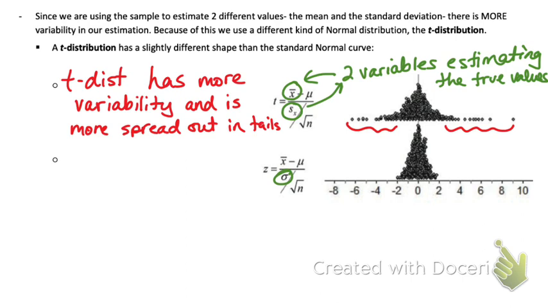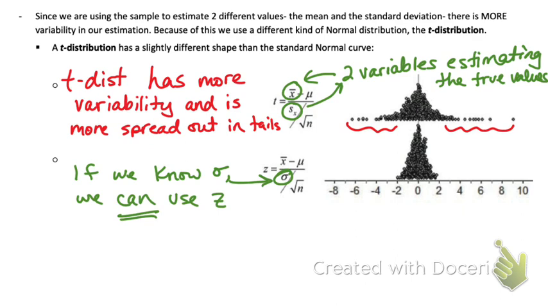All right. On the bottom there, you'll see sigma. If we know sigma, we can use z. But let me give you guys a little hint. You're not going to know sigma. You're just not. Because in the formula for standard deviation, I have to know the mean. Part of the formula for standard deviation is to take every value and subtract the mean. If I don't know the true mean, I can't get the standard deviation, and vice versa. Okay? So if you don't know mu, which we don't, we're not going to know sigma.